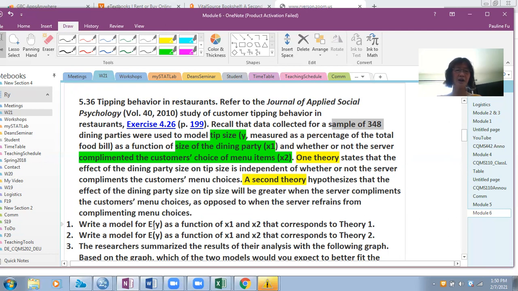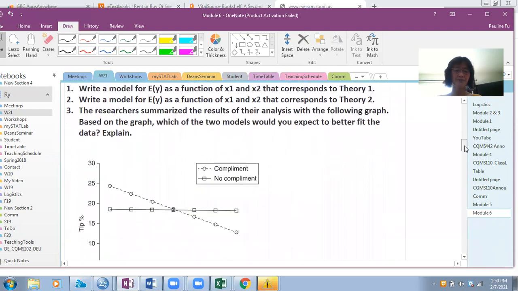Question 1, write a model for EY as a function of X1 and X2 that corresponds to theory 1. So recall theory 1 said Y is independent of the compliments. So that is theory 1. And how do we write the model?